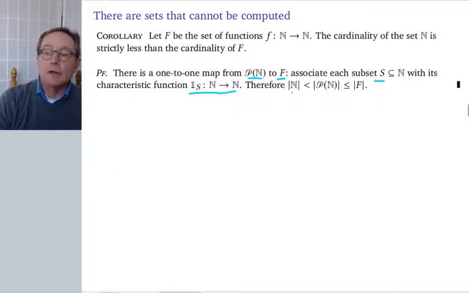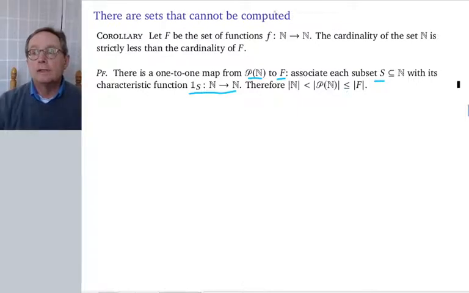So we know that the cardinality of the natural numbers is strictly less than the cardinality of the power set of the naturals, and that is less than or equal to the cardinality of F because we just produced a one-to-one function between the power set and F. Okay, so the cardinality of the naturals is strictly less than the cardinality of F.